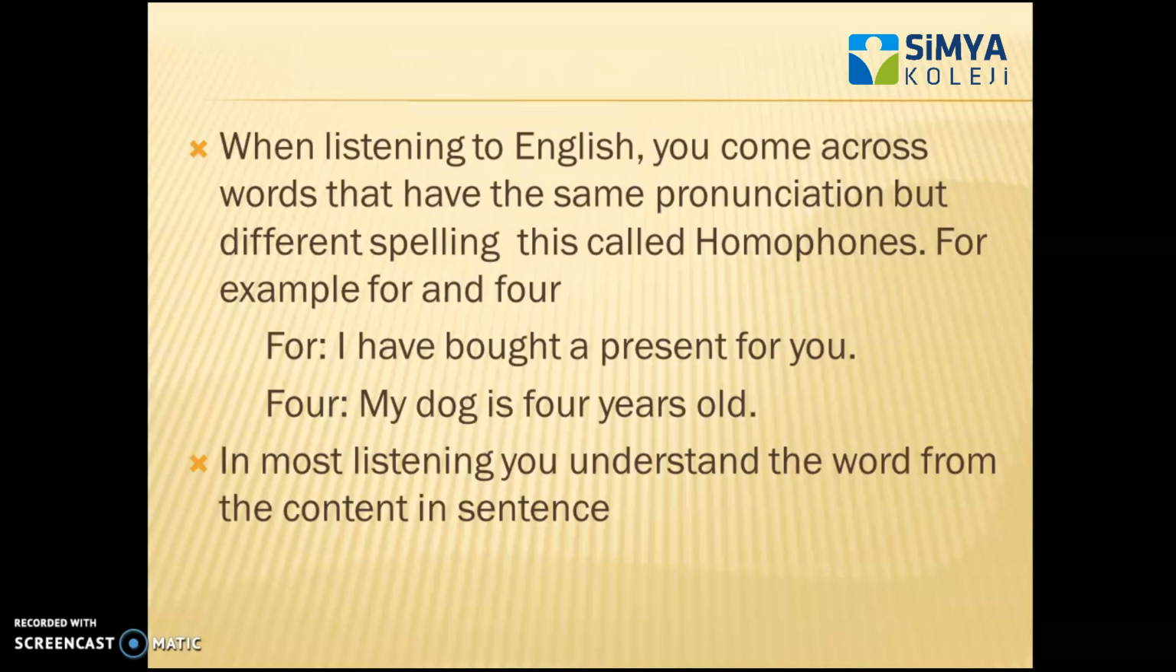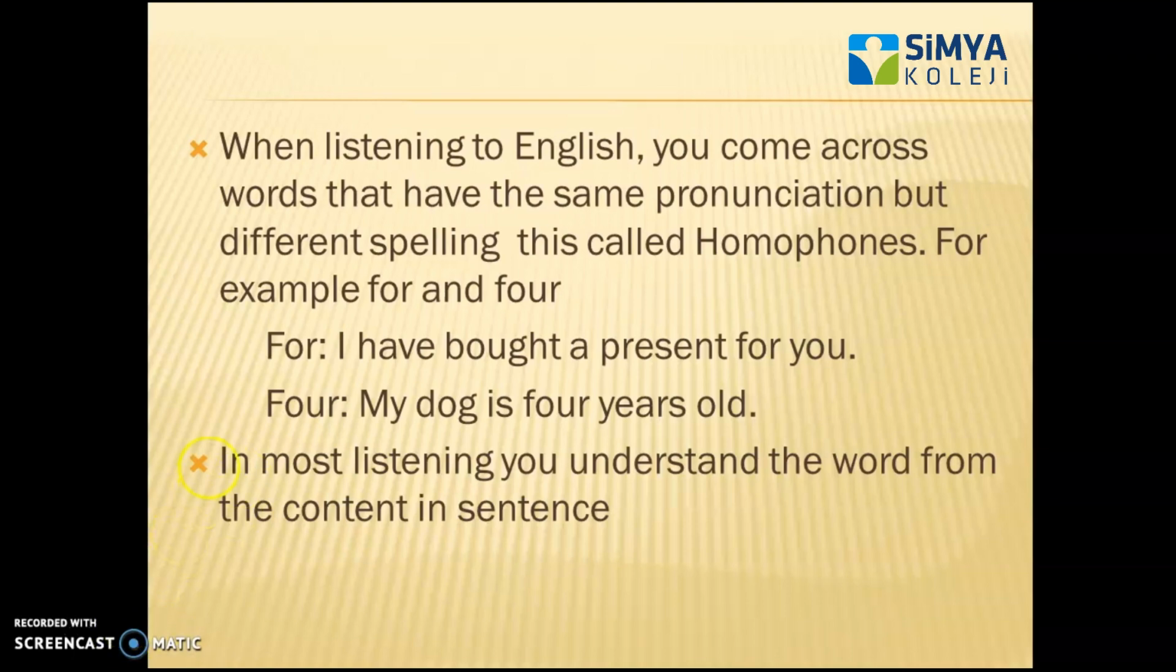Another common example is see and see. You say, I'm going to see my friend Mehmet, and the other one will say, I love going to the sea. So this is another common example, and these things we call them homophones. You see, homophones are words that have the same pronunciation but different spelling. Now, in listening, mostly you understand the specific word they are talking about from the contents of the sentence. Okay, so please be careful and listen carefully to the content of the sentence.